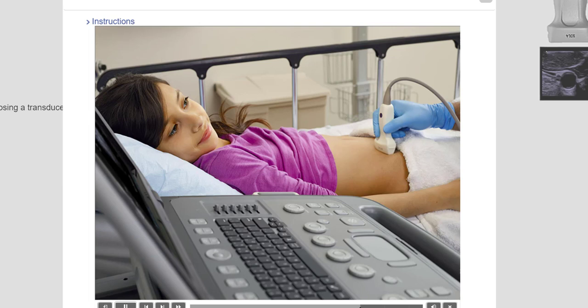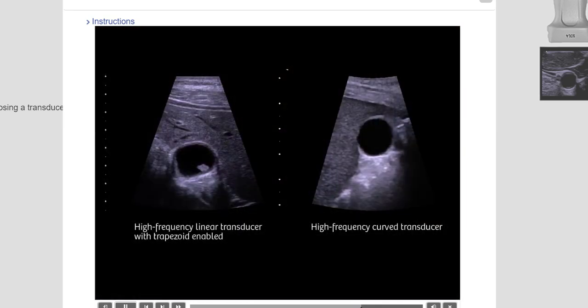Utilizing the trapezoid setting on a high-frequency linear transducer expands your transducer choices. High-frequency linear transducer with trapezoid FOV enabled compared to a high-frequency curved transducer. The FOV is similar and a nice adaptation for the linear transducer in the pediatric abdomen.